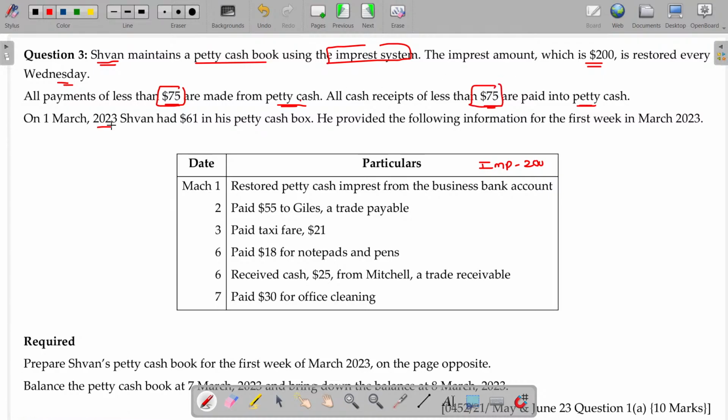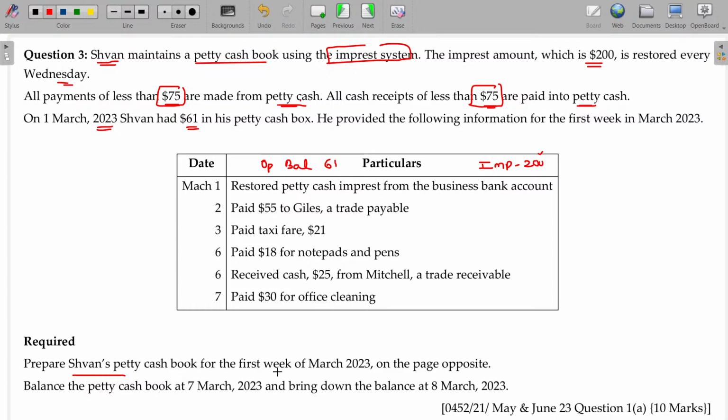On 1st March 2023, Shivan had 61 in his petty cash box. So the opening balance, the balance brought down, is only 61. The requirement is 200, so the shortage is received from the main cashier. He provided the following information for the first week of March 2023. Prepare Shivan's petty cash book for the first week of March 2023 on the page opposite. Balance the petty cash at 7th March 2023. Bring down the balance at 8th March 2023.